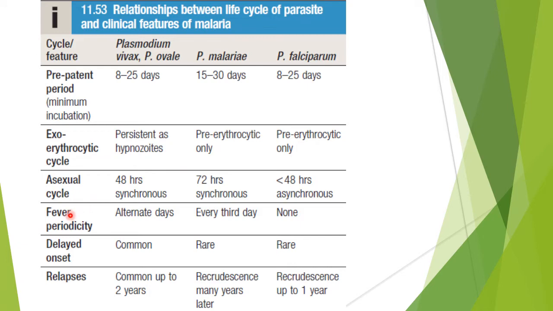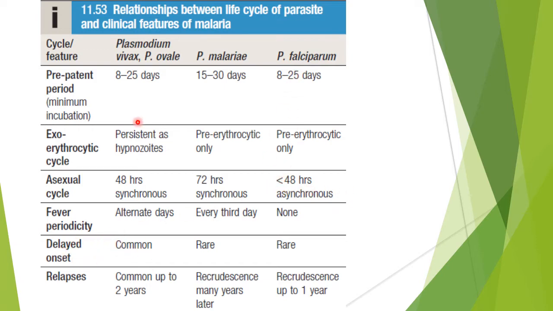the fever periodicity is alternate days for Plasmodium vivax and Plasmodium ovale, whereas it is every third day for Plasmodium malariae, and there is no periodicity in the fever for Plasmodium falciparum. The fever periodicity depends on the asexual cycle, which is regular and synchronous in these two species, occurring at 48 hours and 72 hours respectively, and is asynchronous and less than 48 hours in Plasmodium falciparum.